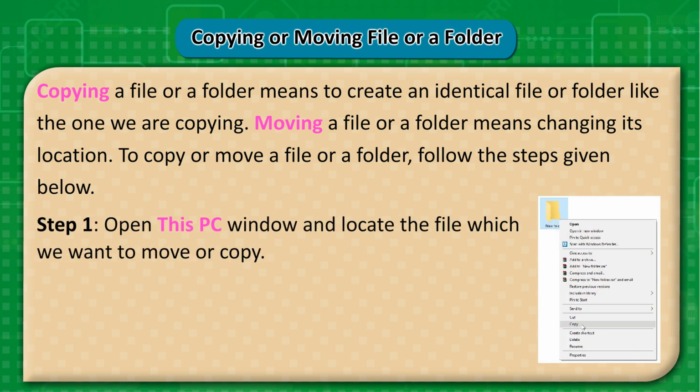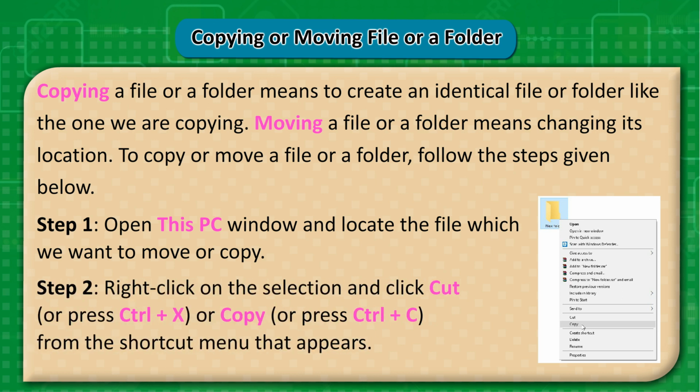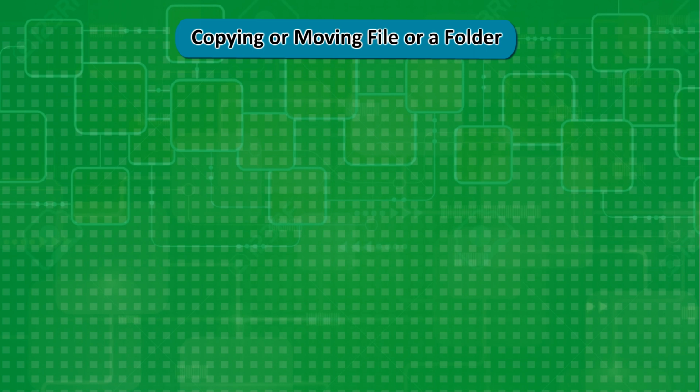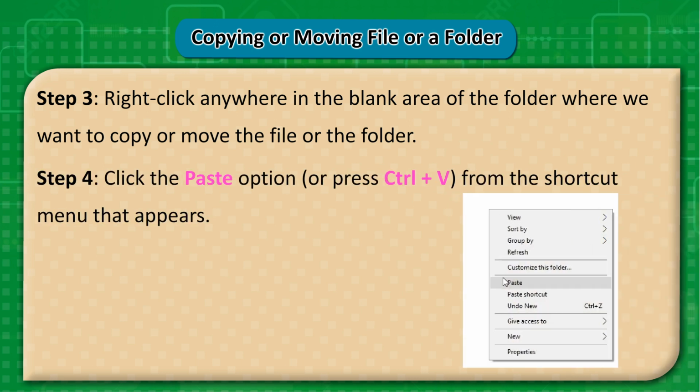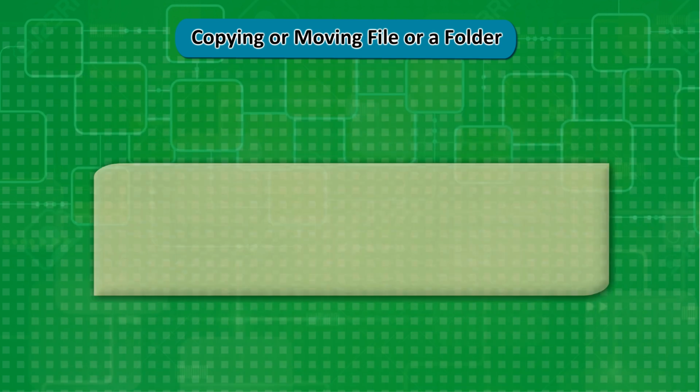To copy or move a file or a folder, follow the steps given below. Step 1. Open This PC window and locate the file which we want to move or copy. Step 2. Right-click on the selection and click Cut, or press Ctrl+X, or Copy, or press Ctrl+C from the shortcut menu that appears. Step 3. Right-click anywhere in the blank area of the folder where we want to copy or move the file or the folder. Step 4. Click the Paste option, or press Ctrl+V from the shortcut menu that appears.